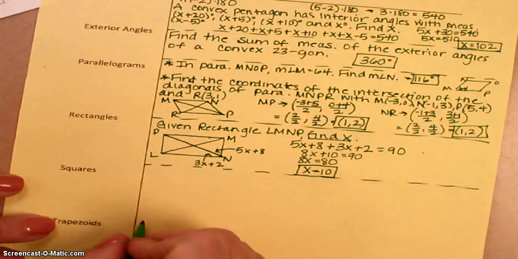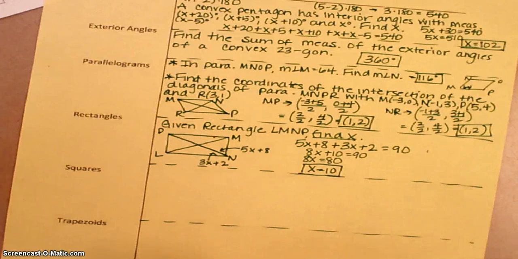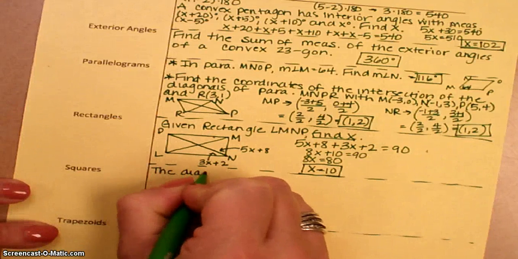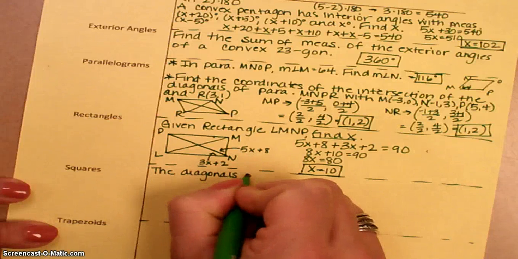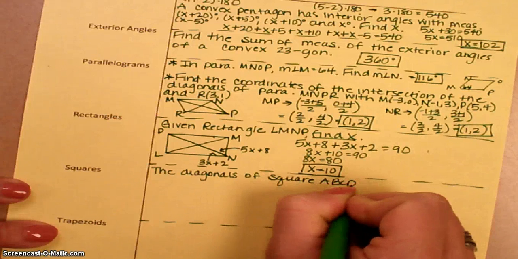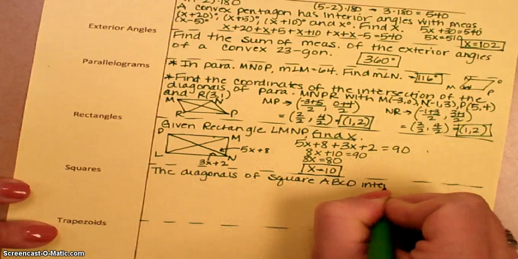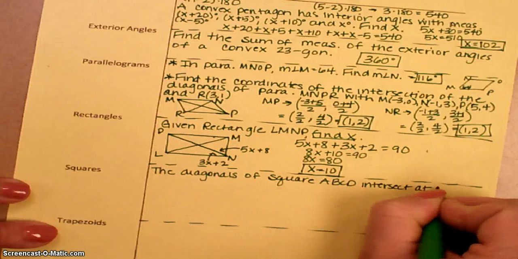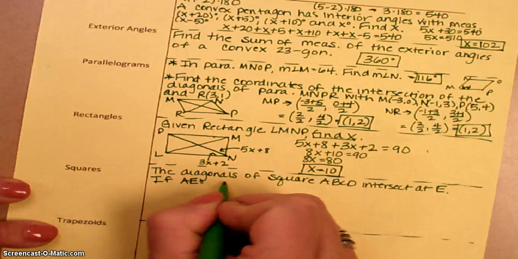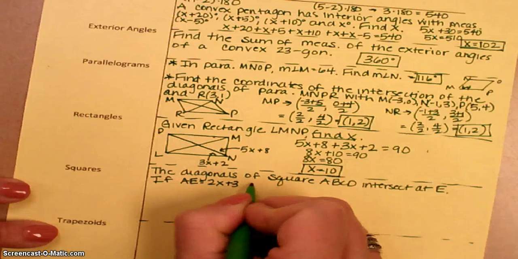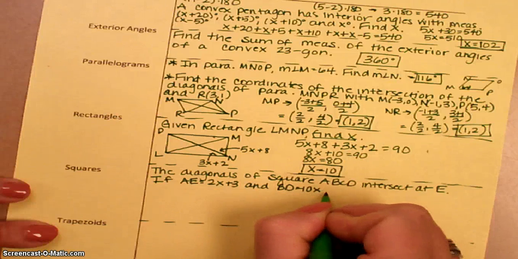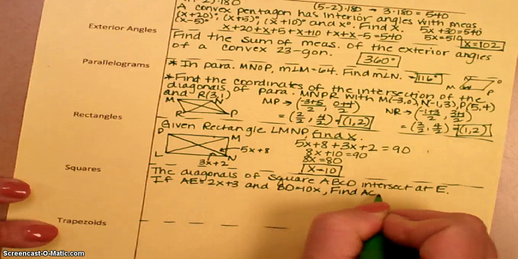Okay, squares. I'm going to do one example for squares as well. Here we go. The diagonals of square A, B, C, D intersect at point E. If AE equals 2x plus 3 and BD equals 10x, find AC.